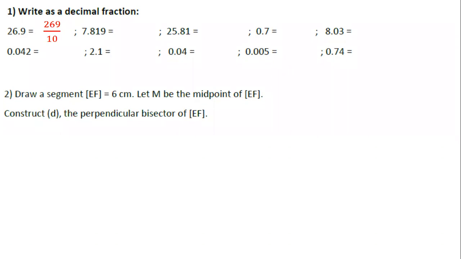Lamar Shahab. Yes, Lamar Shahab. Yes, miss. The second one, Lamar, 7.819. I want to change it into a decimal fraction. So what should I write? So the denominator is 100 because we counted the digits.